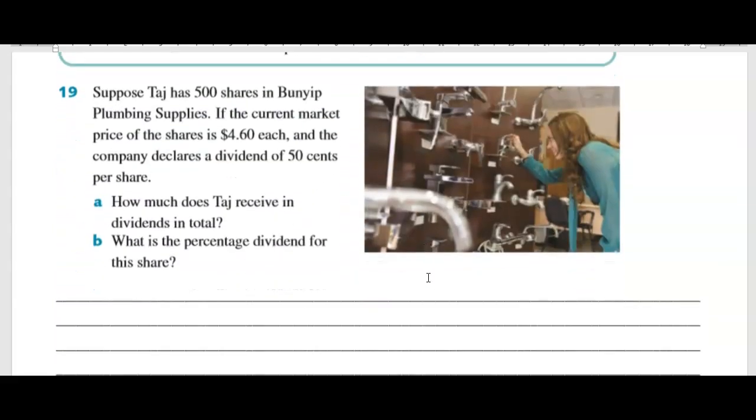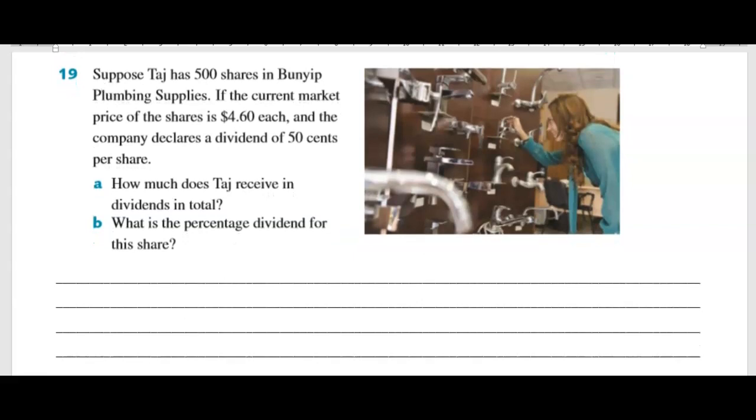Alrighty, last question. Okay, so suppose Taj has 500 shares in Bunyip Plumbing Supplies. If the current market price of the shares is $4.60 each, and the company declares a dividend of 50 cents per share, how much does Taj receive in dividends in total?